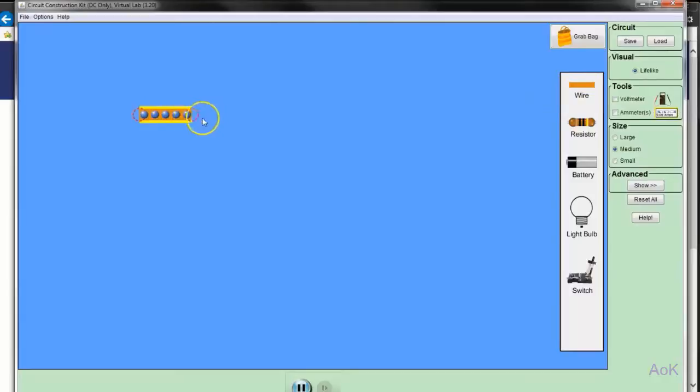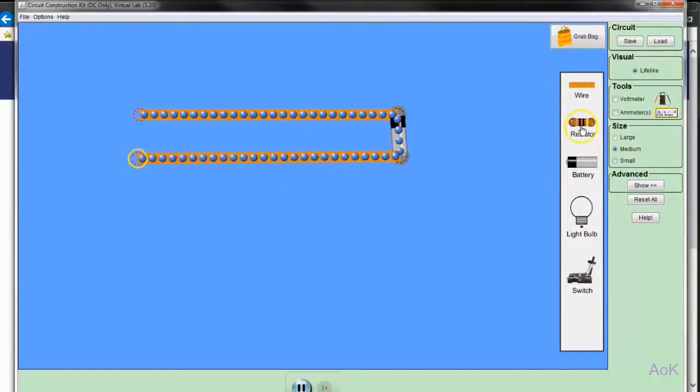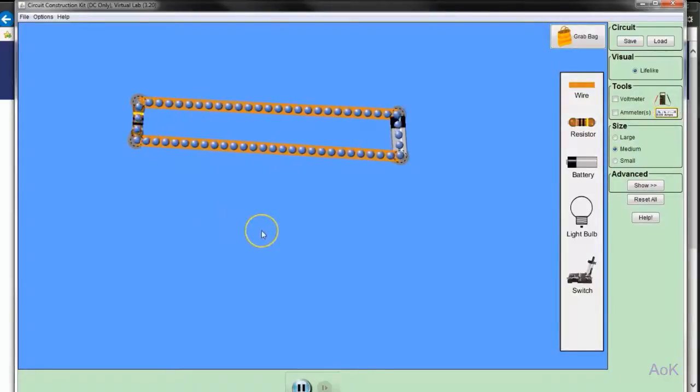Start by dragging a wire over. The little dots represent electrons. They are not moving currently because this circuit is not complete. Drag over a battery and connect it to the wire. Connect another wire. And finally bring over a resistor. Once your circuit is complete, you can see the little electrons moving.